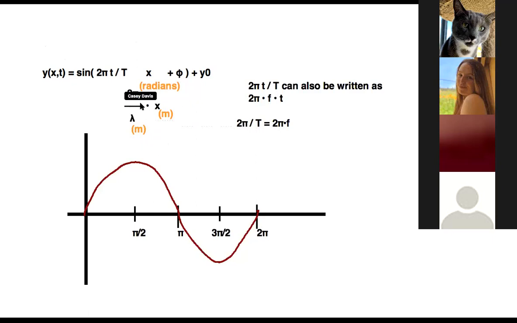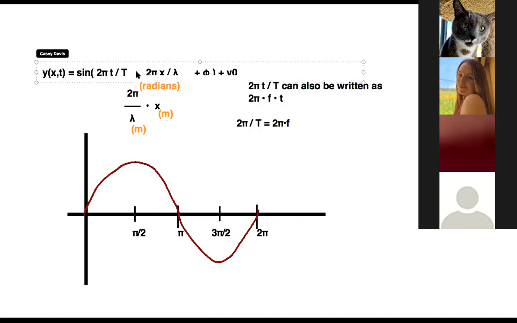And that radian measure represents an angle that's the same fraction of a full cycle that the distance is a fraction of a full wavelength. Like if the distance from the source to the location of interest is 1/4 of a full wavelength, then the angle you get from this is going to be 1/4 of a full revolution. So that's 2 pi times x over the wavelength.